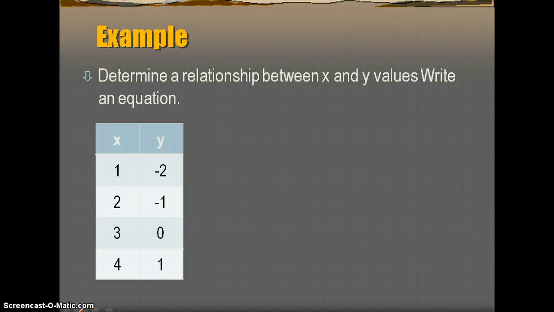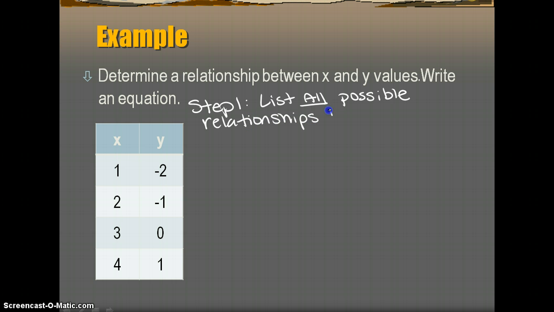Example: determine a relationship between x and y values, and then write an equation. Step 1: List all possible relationships between the first x and y value.